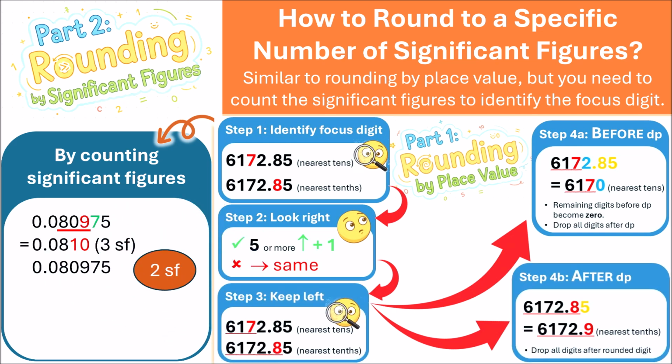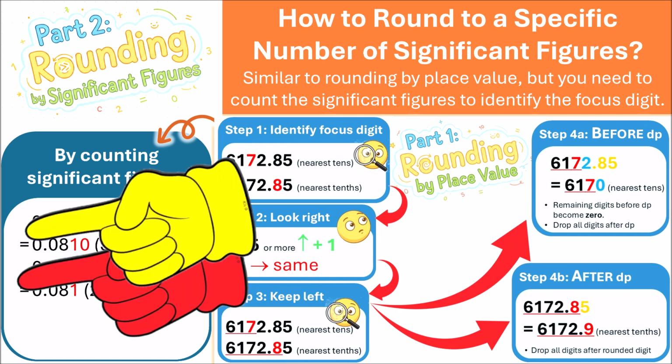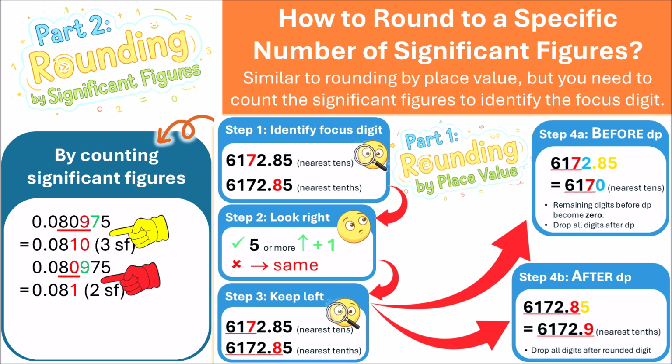To round it to 2 significant figures, the focus digit is 0. Then we look right at the next digit, which is 9, and again that's more than 5. So the focus digit increases by 1, and based on steps 3 and 4b, we get 0.081. See the difference in the results? The results may have the same value, but the 0 at the end of the first rounding tells us that a higher level of precision had been used.